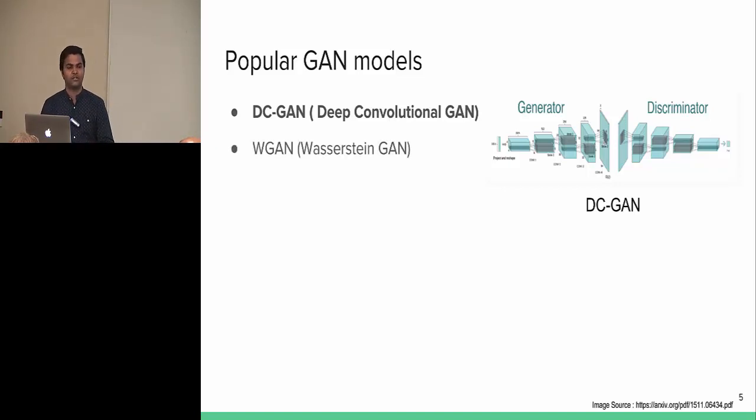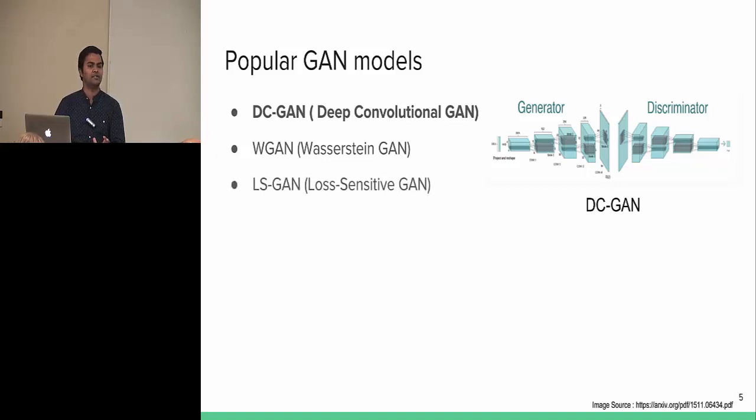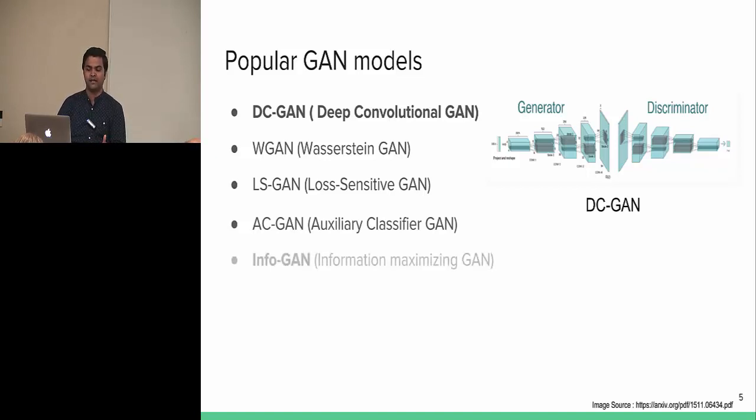Next came some other extensions to the general GAN models, which were Wasserstein GAN and loss sensitive GAN. The changes here were mainly about how to calculate the loss. There was no change in the architecture as such, but there were changes in how the loss is computed at the discriminator. Then other architectures that became popular were AC GAN and Info GAN. The difference in AC GAN, which is called auxiliary classifier GAN, is that the job of the discriminator is not only to distinguish between a real and fake image, but also to classify the class of the image. That's why it's called auxiliary classifier GAN.